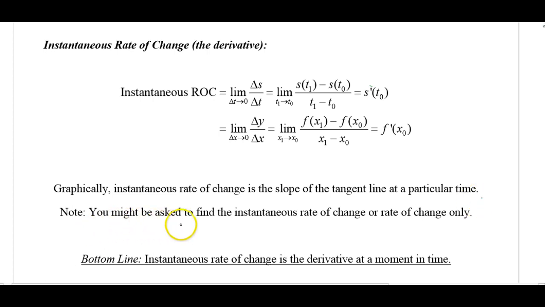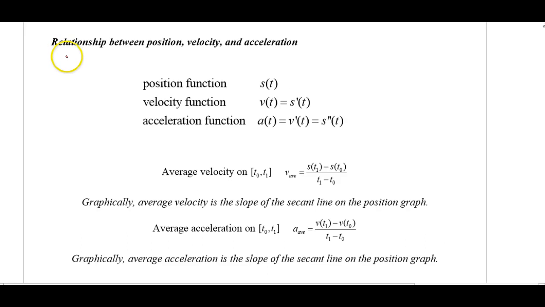So note, you might be asked to find the instantaneous rate of change or rate of change only. So a lot of times they drop the word instantaneous. So if you're asked to find the rate of change, you are to assume it's the instantaneous rate of change. So the bottom line is, instantaneous rate of change is the derivative at a particular moment in time. Alright, now let's talk about the relationship between position, velocity, and acceleration. So if our position function is called s of t, then the velocity function, v of t, is defined to be s prime of t.